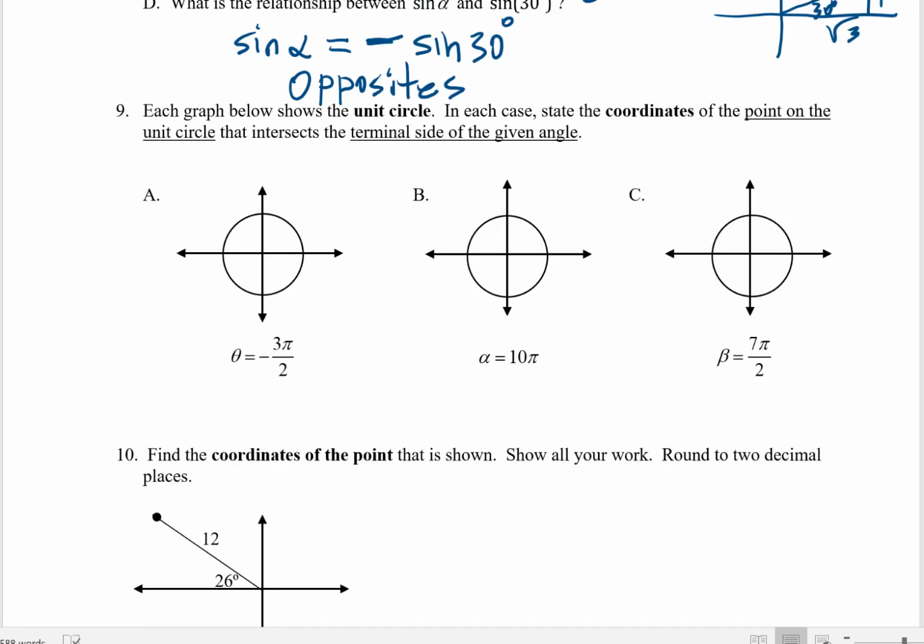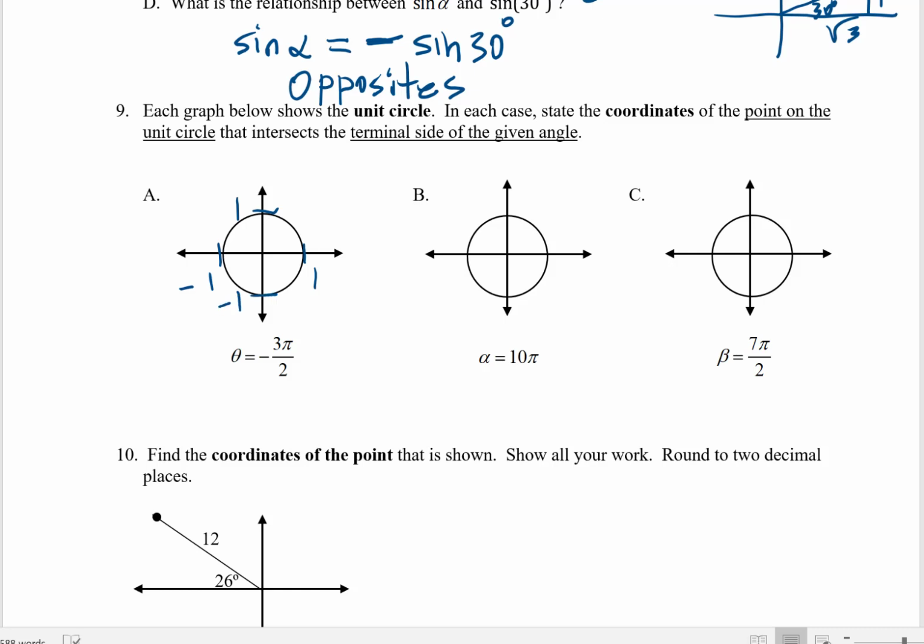In problem 9, I'm being asked to draw an angle in standard position and then see where the terminal side intersects the unit circle. This is the unit circle, so I know the radius is 1, and all these spots, therefore, are exactly 1 unit away from the origin.